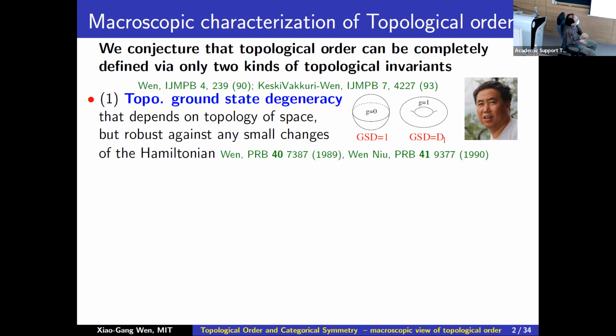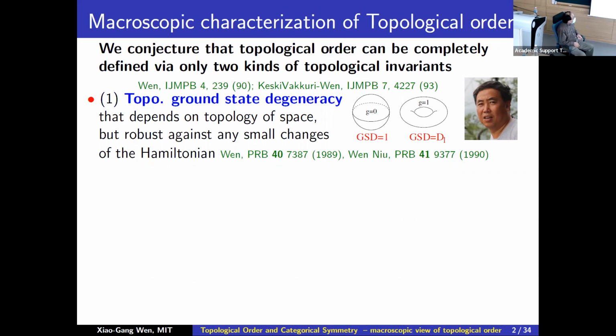Okay. But however, there is a problem. You know, topological order actually is very rich. And the ground state degeneracy is just some integers, and does not have enough information to distinguish all different topological orders. Indeed, that's the case. There are topological orders whose ground state degeneracies are totally the same. So you have different topological orders with the same ground state degeneracy. So we need more data.